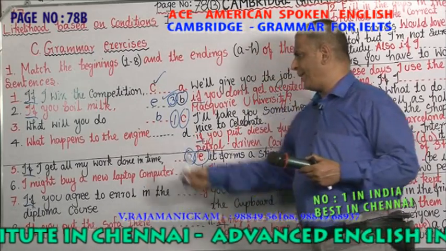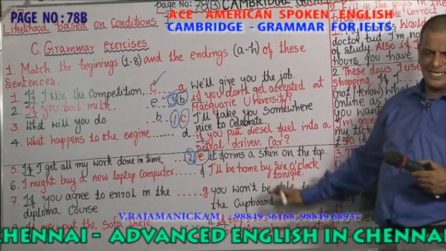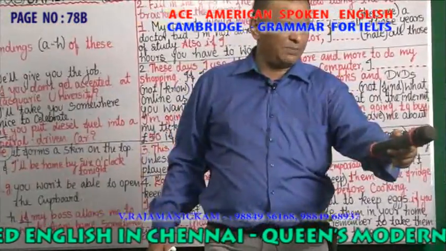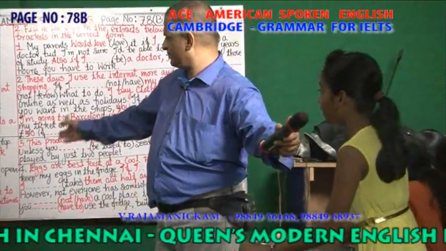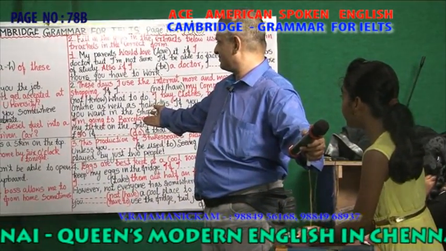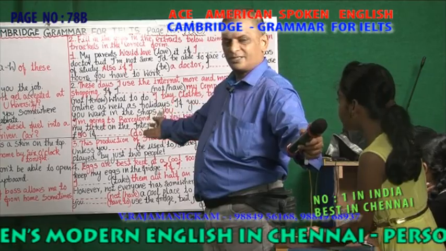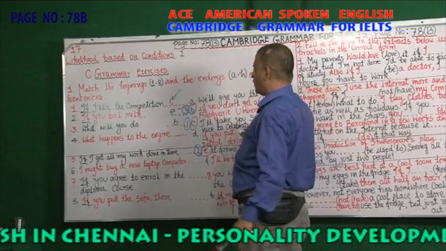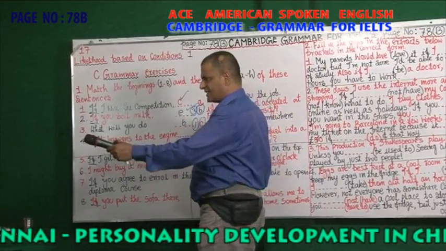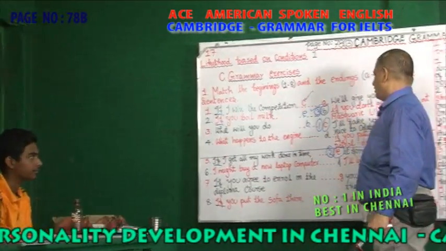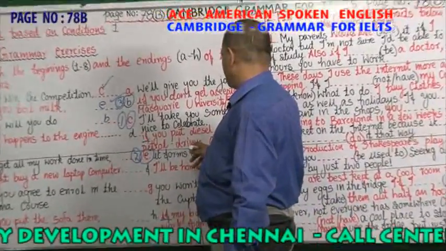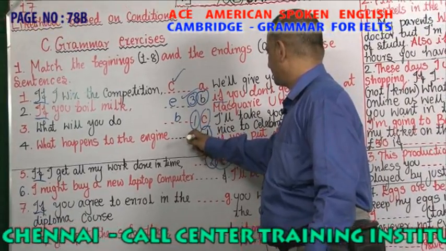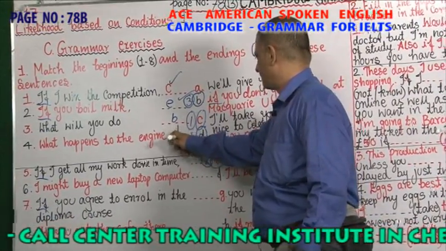Fourth, what happens to the engine? So something related to the engine. What happens to the engine? Anybody, young girl? If you put diesel fuel into a petrol driven car, what happens to the engine? Is it correct? Yes, it is correct. So for fourth, it is D, isn't it? Fourth, D.